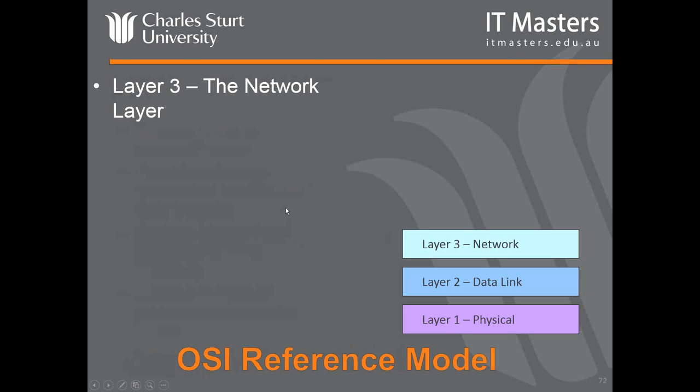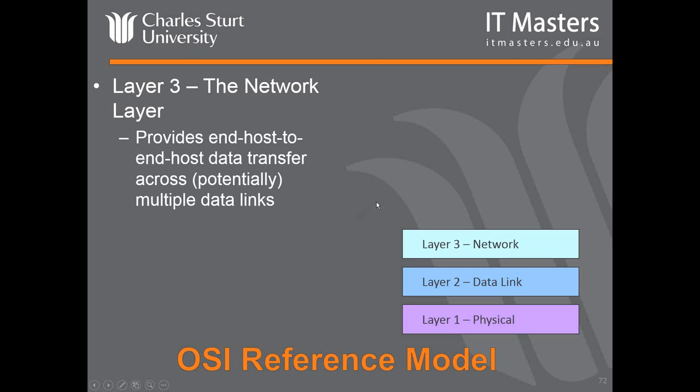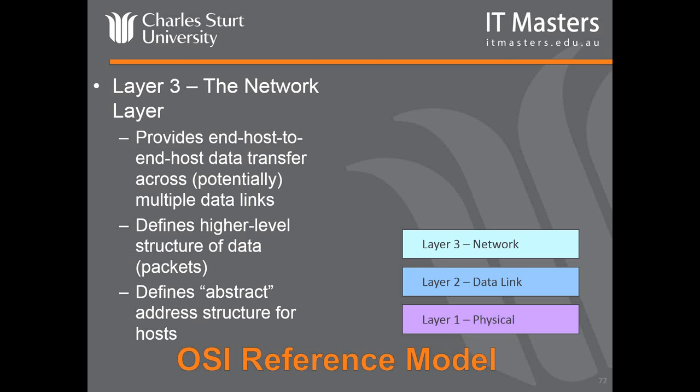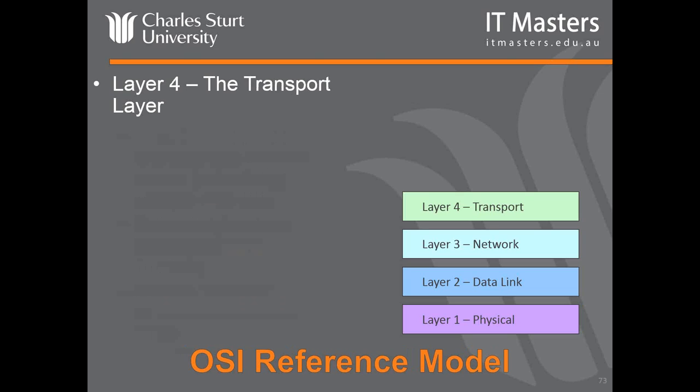The network layer is how we communicate to the world. So how we send stuff through routers and connect our machine out there to the internet. End host to end host data transfer across what can be many, many links. It's a higher level abstraction, so packet level. And it's really something that we talk at the host level about.